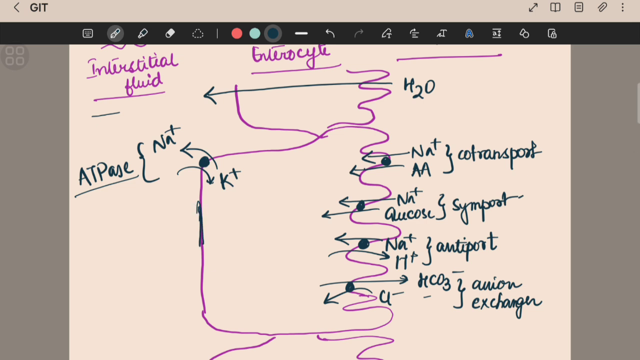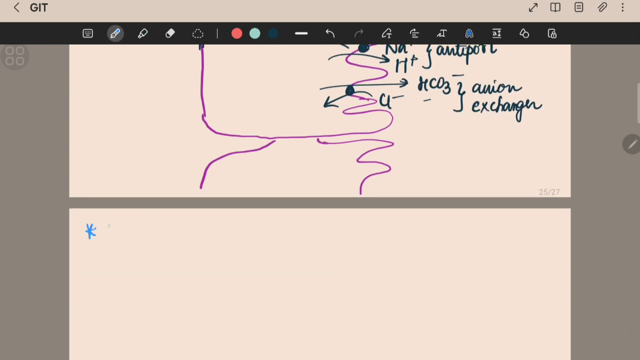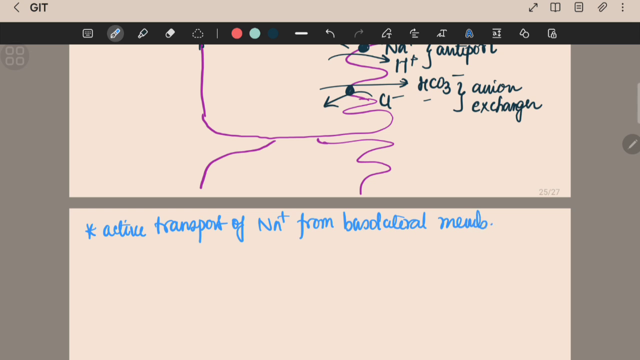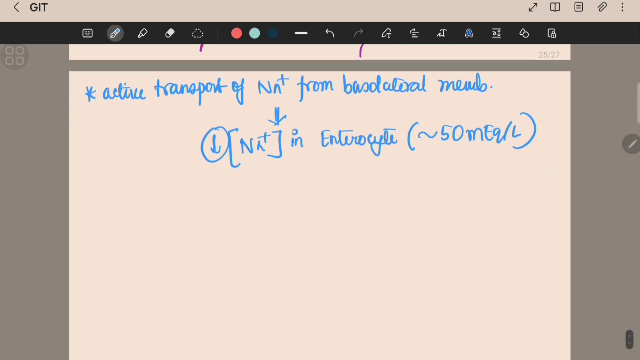That will reduce the sodium concentration inside the cell to a value of approximately 50 milliequivalents per liter. Over here I am writing that after much movement, active transport of sodium from the basolateral membrane causes more and more sodium to be lost to the interstitial fluid. So this will reduce sodium concentration in the enterocyte to approximately 50 milliequivalents per liter. Remember, the sodium concentration in the chyme is normally about 142 milliequivalents, and sodium moves down the steep electrochemical gradient from the chyme through the brush border epithelium.